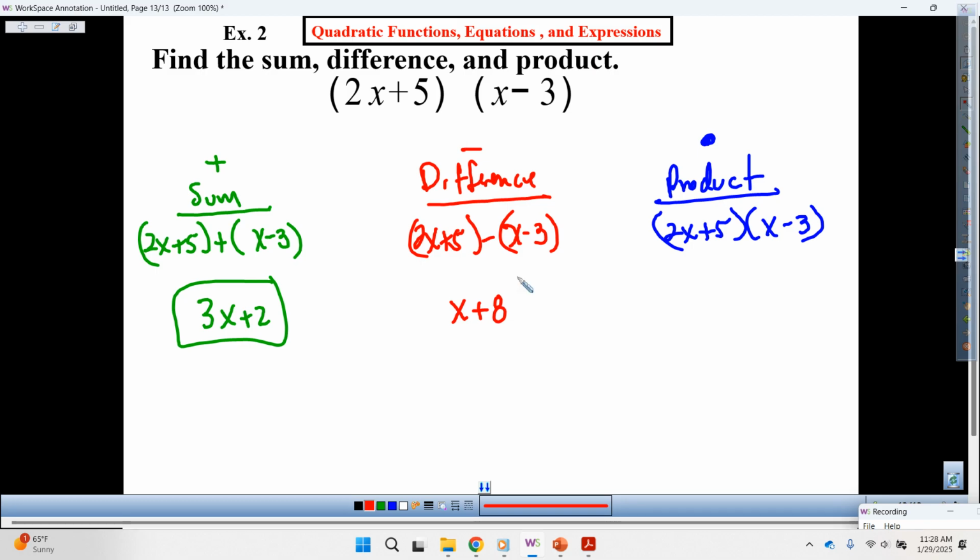X plus 8. And remember for these, remember to distribute the negative in here. So that's negative x plus 3. Combine the 2x with the negative x. That's how we get x. 5 plus 3, that is 8. Hands if you got that by yourself.